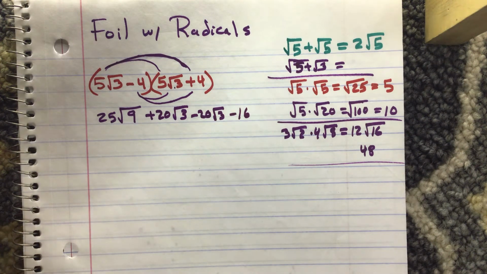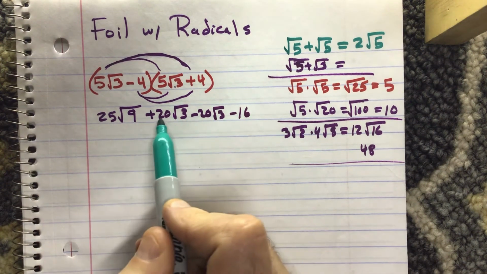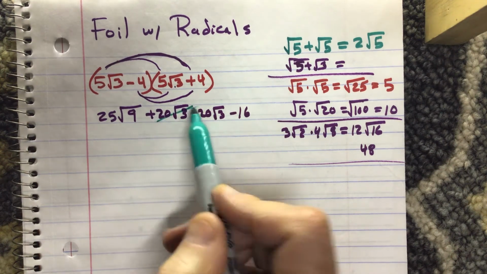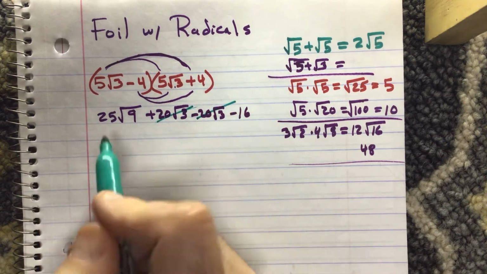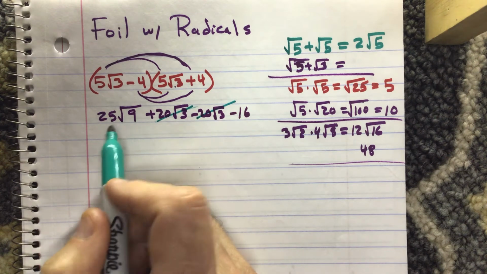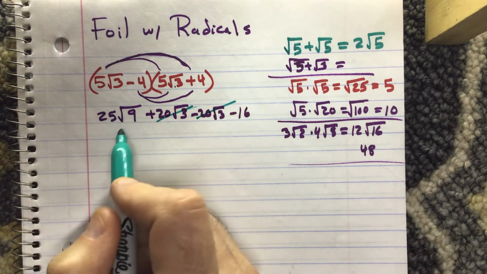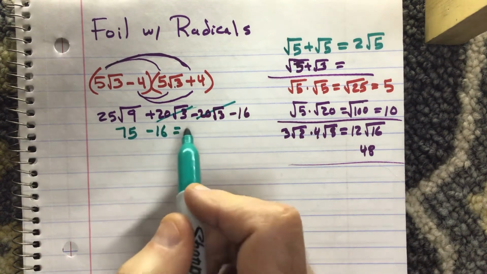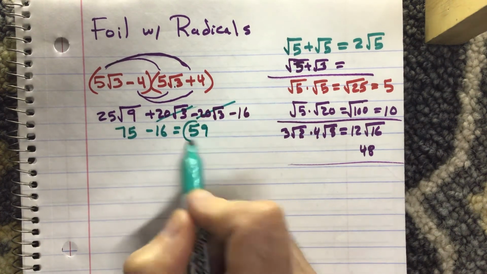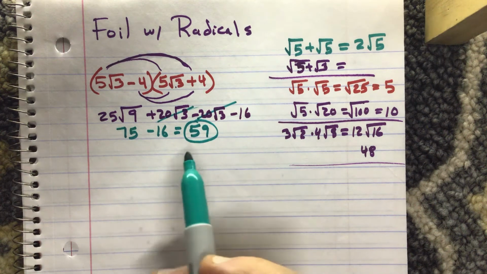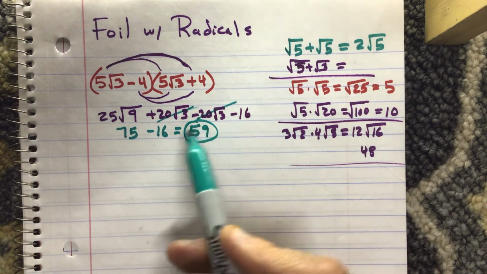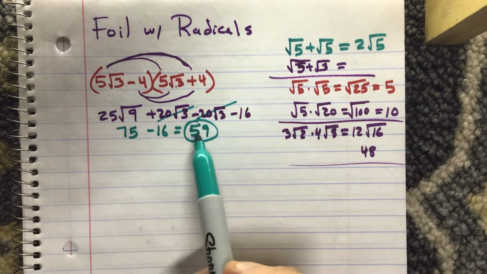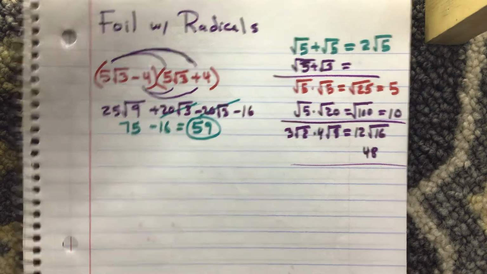And you can see that these two middle terms cancel each other out, because you have 20 square root of 3 minus 20 square root of 3, so you have nothing left. These two just cancel out. Over here you have 25 times the square root of 9, which is 3. 25 times 3 is 75. Minus 16 is 59. So I ended up with a whole number answer in this case. I'm going to do 3 examples. You don't always get a whole number case. This worked out because it got rid of the middle terms, so it simplified the answer. But in the next 2 examples, that doesn't happen.